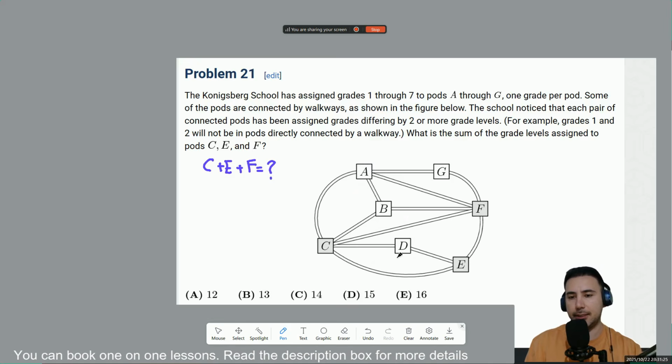Okay, let's take a look at the pods that we have. Look, this one, for example D, is connected by 2 walkways. G is also connected by 2. What's after that? E is connected by 3. Okay, and then A is connected by 4 more. And lastly, C is connected by 1, 2, 3, 4, 5. This is 1, 2, 3, 4, 5. Okay, so where to start?